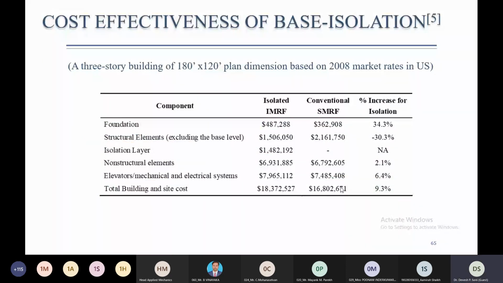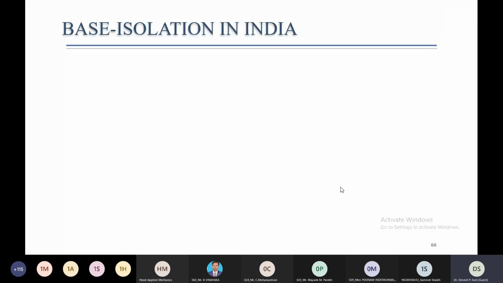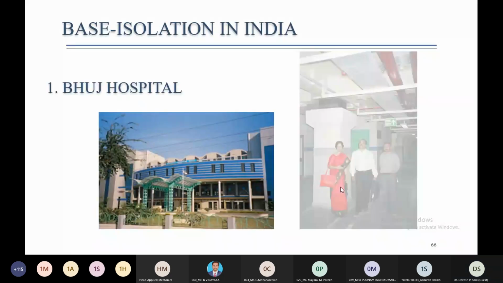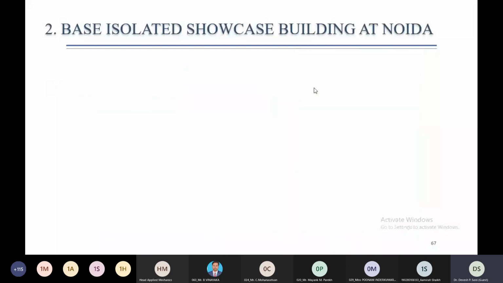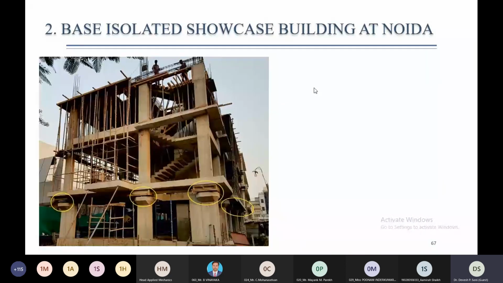Now, a question may come to our mind: what is the scenario of isolation in India? We know two buildings are there in India. One is the well-known Bhuj Hospital, right? And here the isolation bearing is provided. Lead rubber bearing is there. And another example is the base isolated showcase building at Noida.